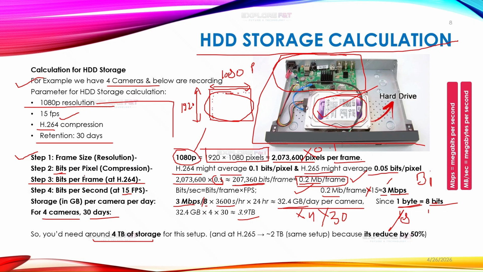H.265, I mean H.264, sorry, it will require 4 TB for H.264. If you are going with H.265, you just require half of this, because it will reduce storage by 50%.